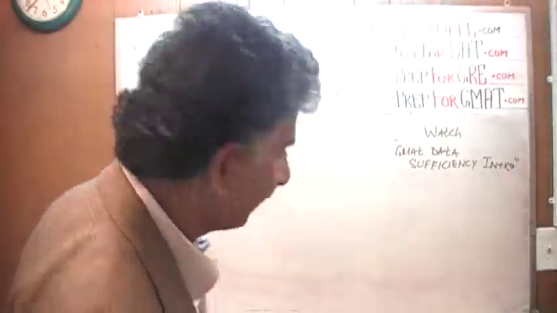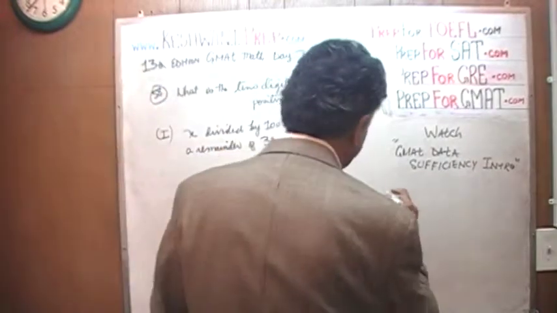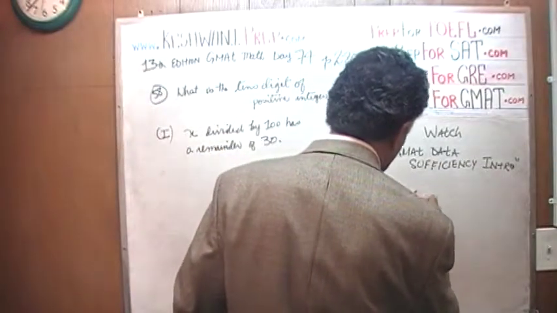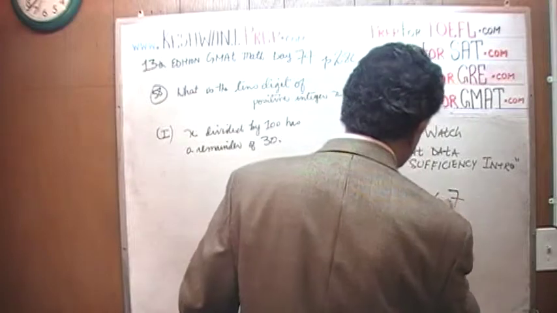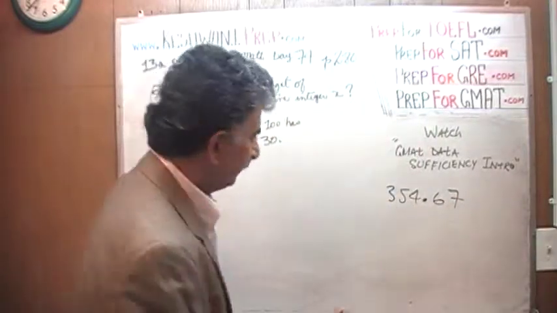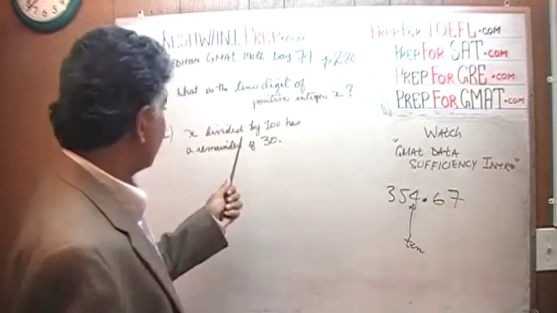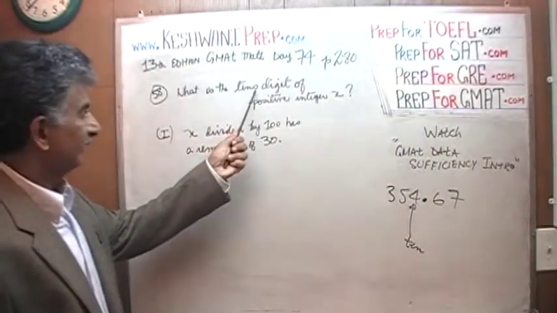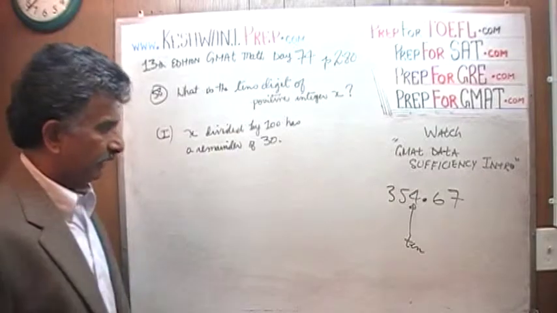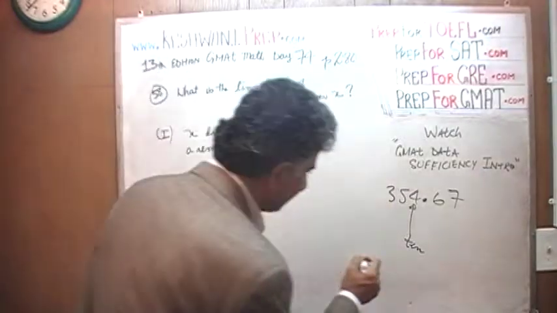Let's first understand what they mean by tens digits. For example, 354.67. This is your tens digit that you're talking about. I don't know why they're using plural. It should just be tens digit, unless they meant to put an apostrophe. This is the tens digit.